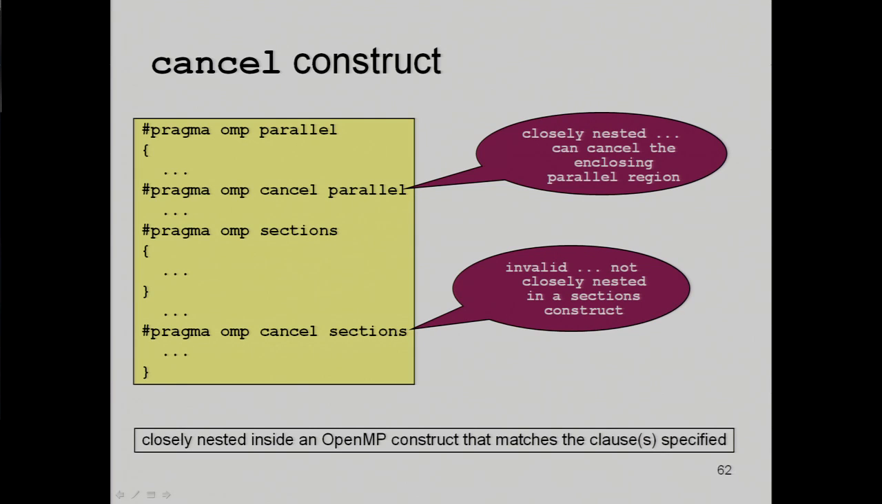this has to be closely nested. What that means is that if I have the parallel region here and then have a cancel parallel, this means it's canceling this parallel region. This code is nested. In another case, I have an OpenMP cancel construct, but with sections, OpenMP cancel sections, and the sections construct is in here. It's not closely nested. That means this one has no effect on that one.